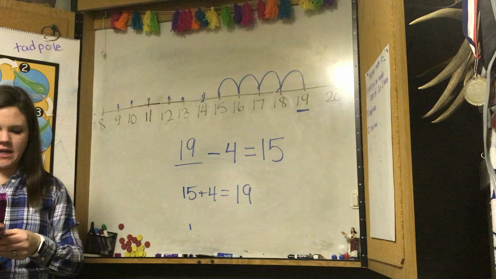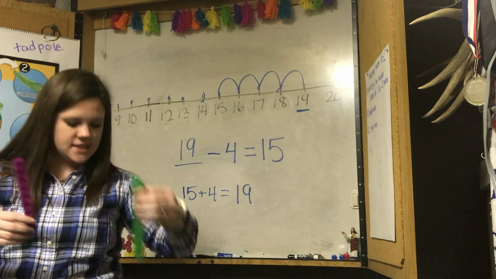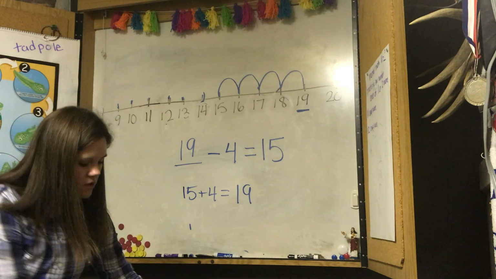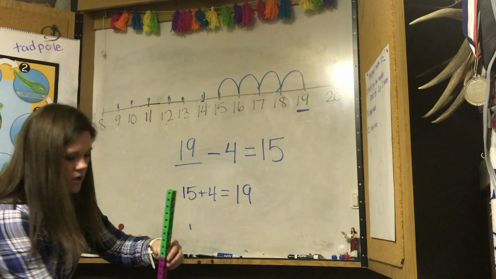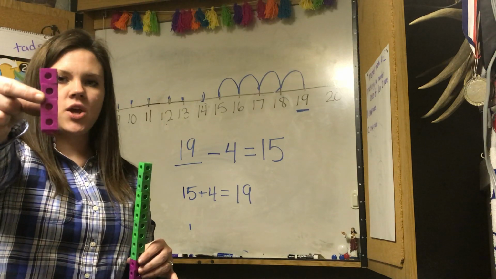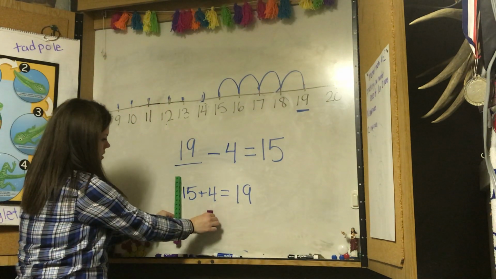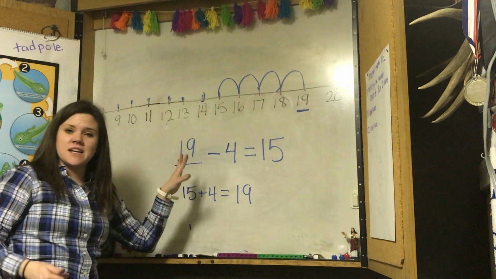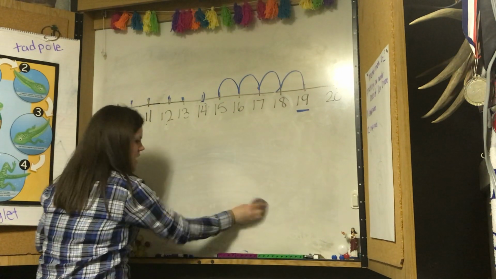If I take away 15, which I know I can do by making 10, right? 15 is 10 and 5. 1, 2, 3, 4, 5. So first I found 10 and took that away. There's 15. Here's my whole, 19, right? I took 15 away. I am left with 4. 4 and 15 are my parts. Is that correct? And I put them together and I get 19. These number sentences are true. They are, they are. You are rocking it.